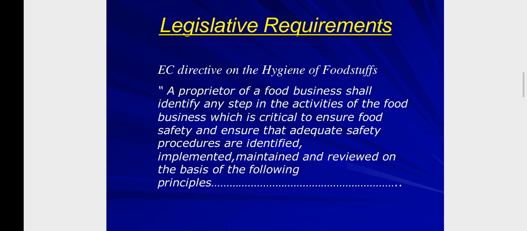So according to the legislative requirements, the proprietor of the food business shall identify any step in the activities of the food business which is critical to ensure the food safety and ensure the adequate safety procedures are identified, implemented and maintained, and reviewed on the basis of the following principles. So the proprietor should identify and control these food safety measures regarding the food products to develop a HACCP plan.